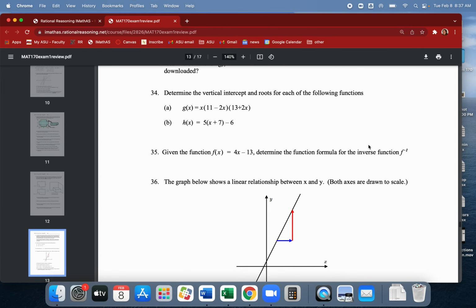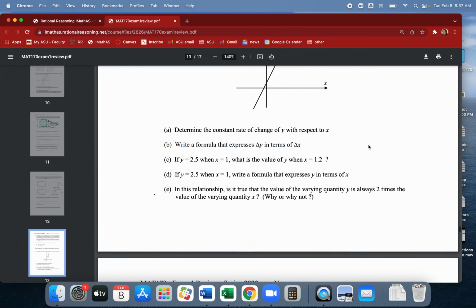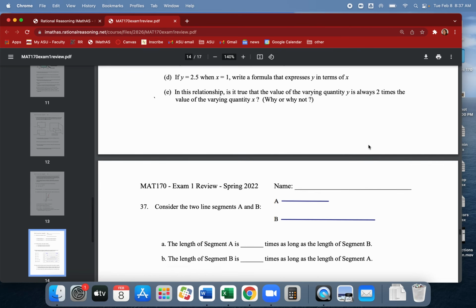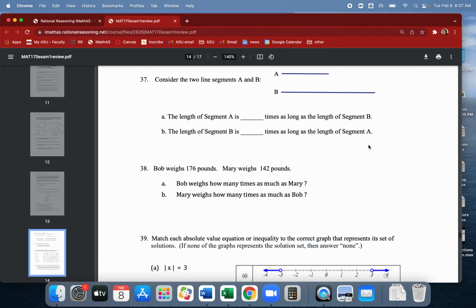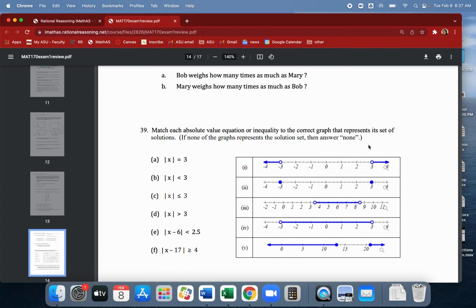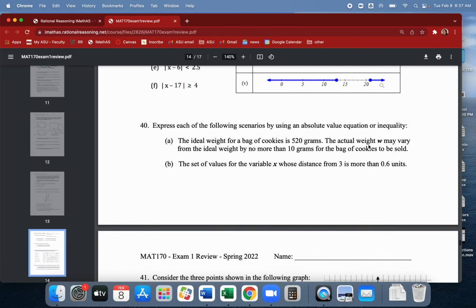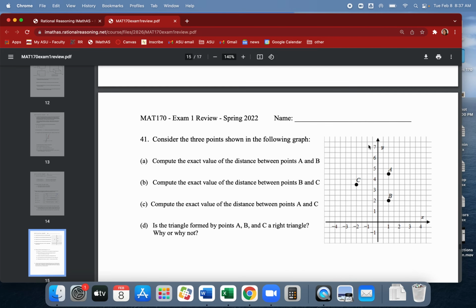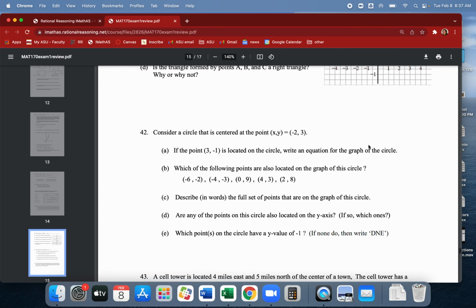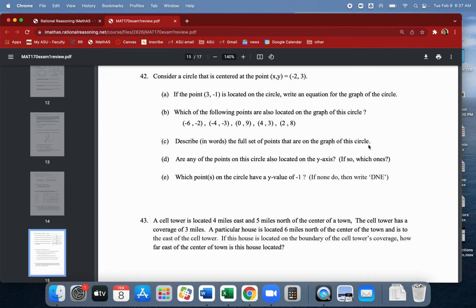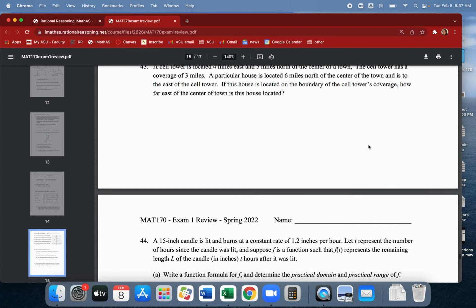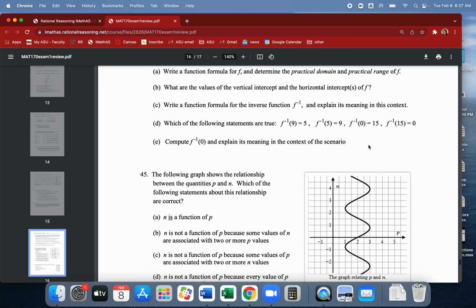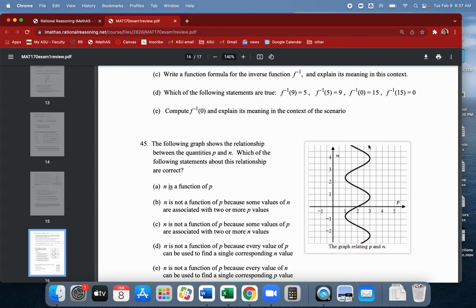Let's see. Vertical intercepts, interpreting vertical intercepts in particular. Absolute values and inequalities. Circles, which is essentially the distance formula. Let's see, shrinking candles. We've seen a lot of those questions. You might expect to see some of those again.